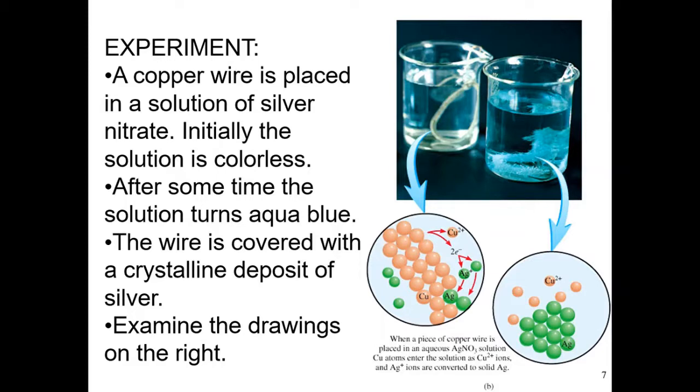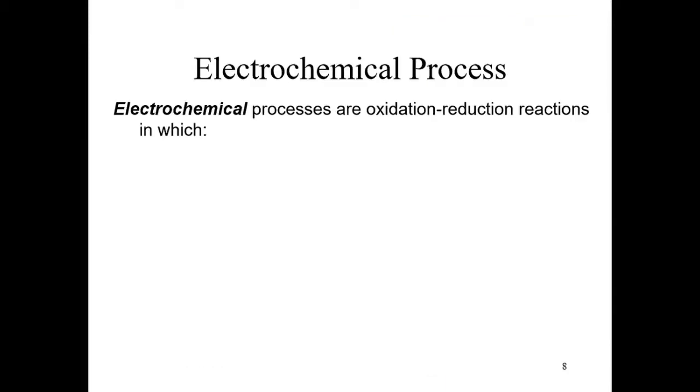Eventually, all of the copper will be oxidized to copper 2 ions, and the majority of the silver ions in solution, which were in excess to start with, will become silver crystals. Now, this is a reaction that happens in a beaker. But it should occur to you, is there any way we could use that transfer of electrons in a productive way? This is what is called an electrochemical process.